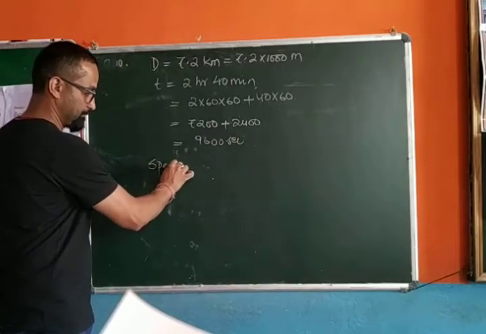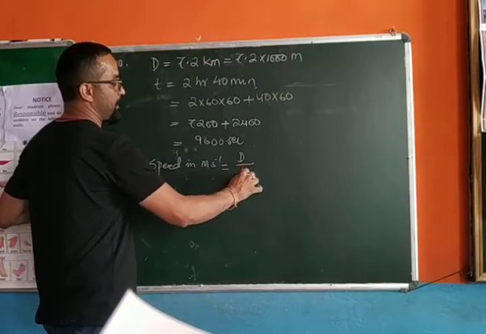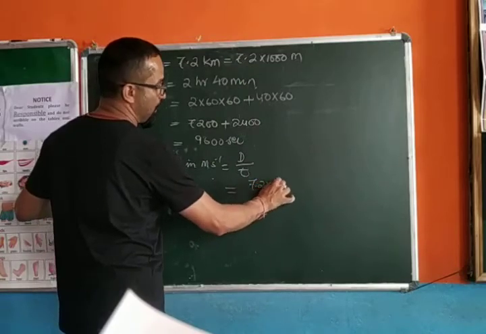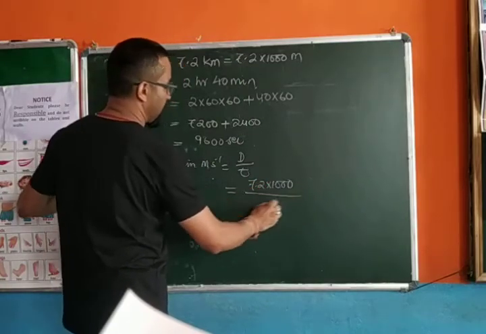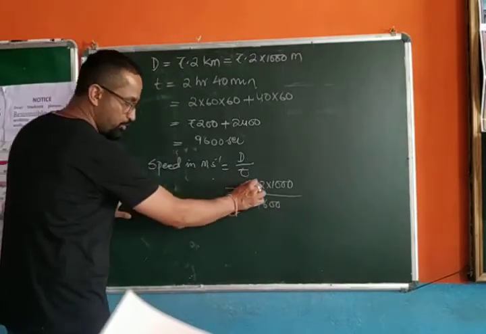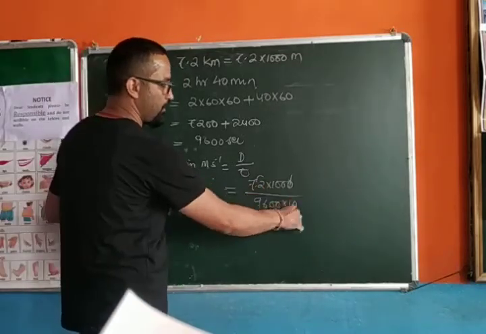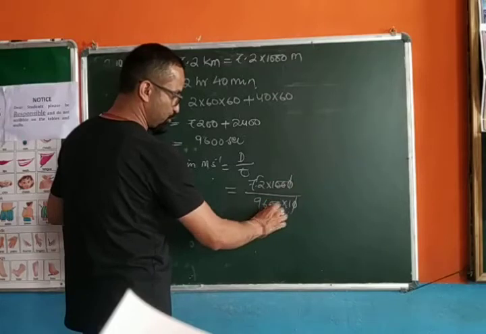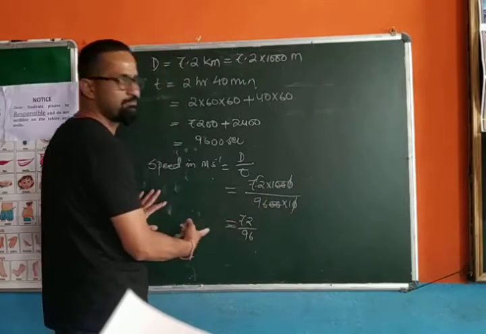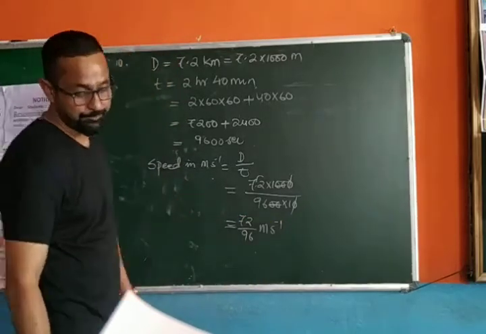Speed in meter per second is distance divided by time. Distance, you write 7.2 into 1000 divided by 9600. Remove the decimal from your 10, cancel it, 2 zeros, 2 zeros. You get 72 divided by 96. You can simplify this, meter per second. I am leaving it this way.